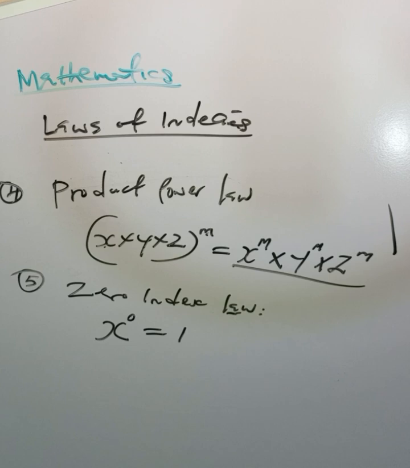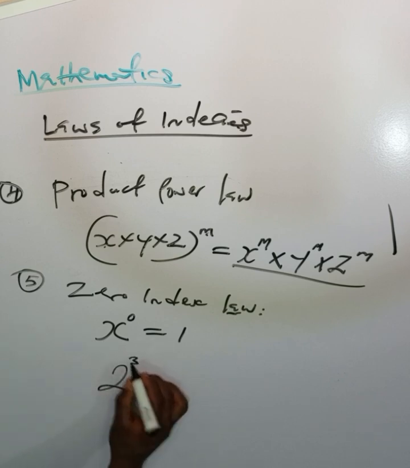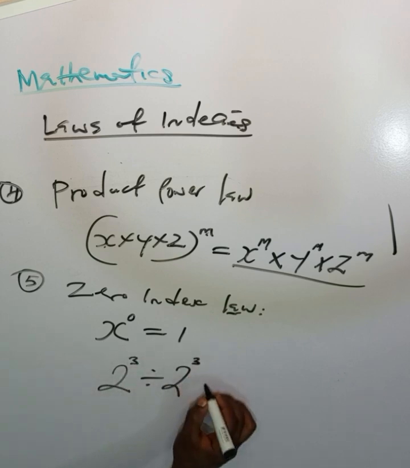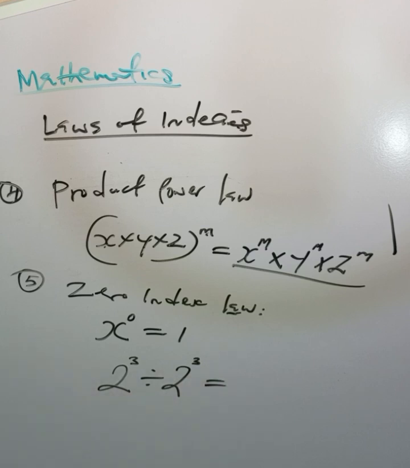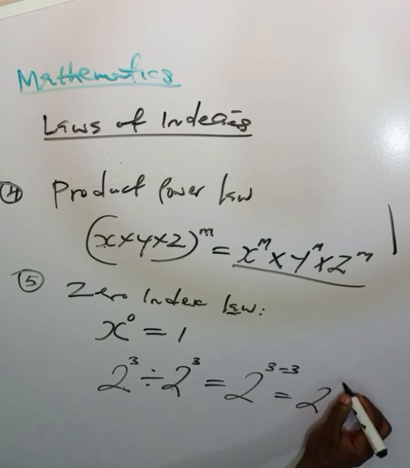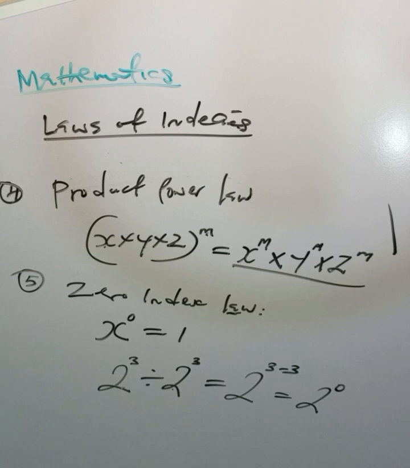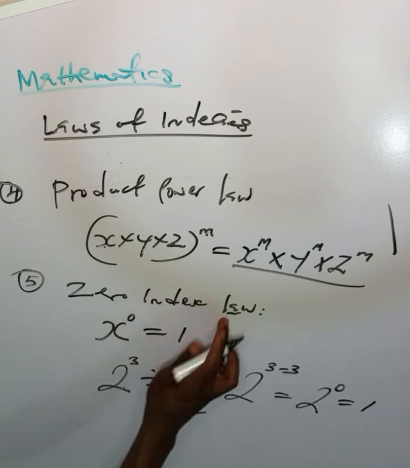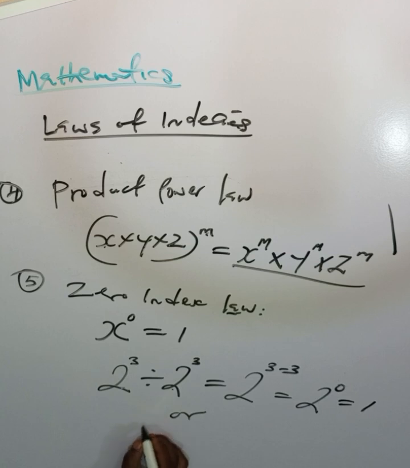Why is it so? For example, if I have 2 raised to power 3 divided by 2 raised to power 3. Here is division law, right? Because the bases are the same, is it not? So I'm going to have 2 raised to power 3 minus 3, which is 2 raised to power 0, sorry. And this 2 raised to power 0 is equal to 1. Zero index law. This is the same as 2 raised to power 3 divided by 2 raised to power 3, is it not?